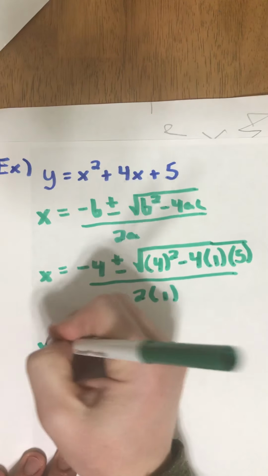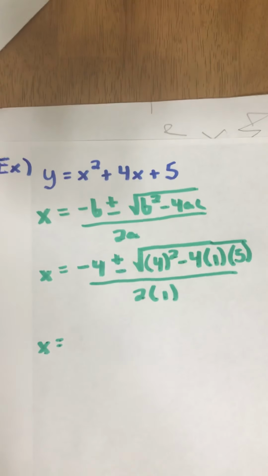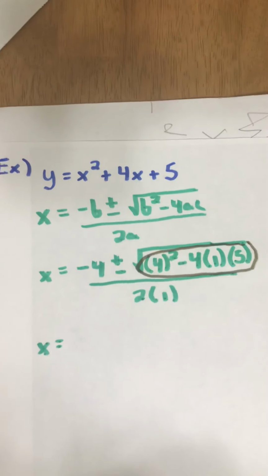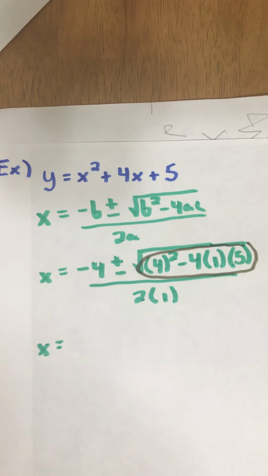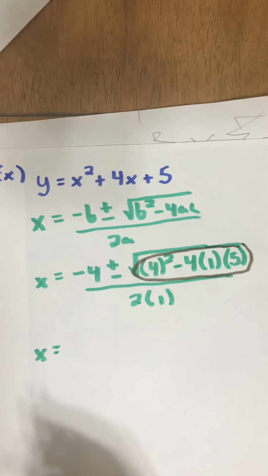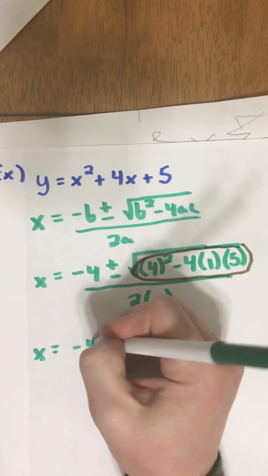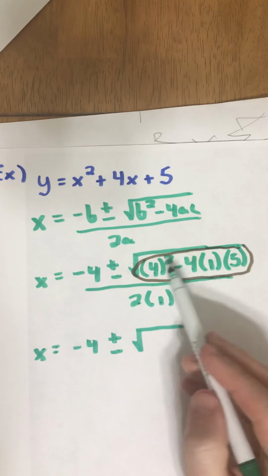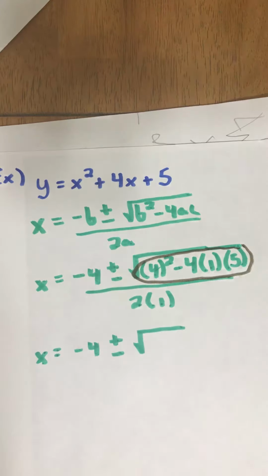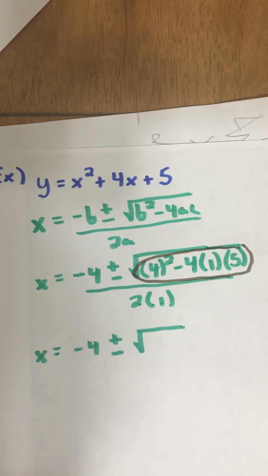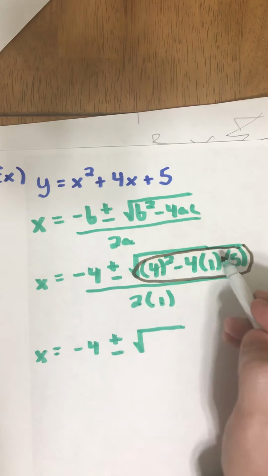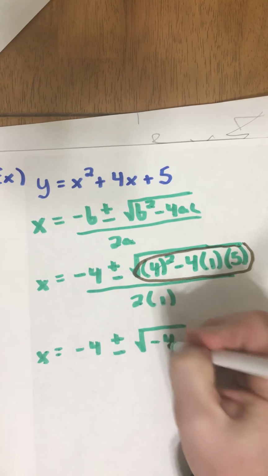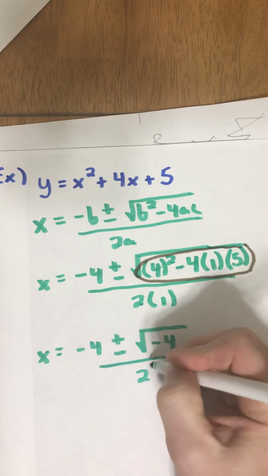All right, so now I'm at this point where I'm going to simplify what's inside the radical. This is also known as my discriminant. So we're going to have x equals negative 4 plus or minus the square root of 4 squared minus 4 times 1 times 5. Again, feel free to put that in your calculator. Just make sure you're putting parentheses where needed. And we're going to end up with a negative 4 in here divided by 2.